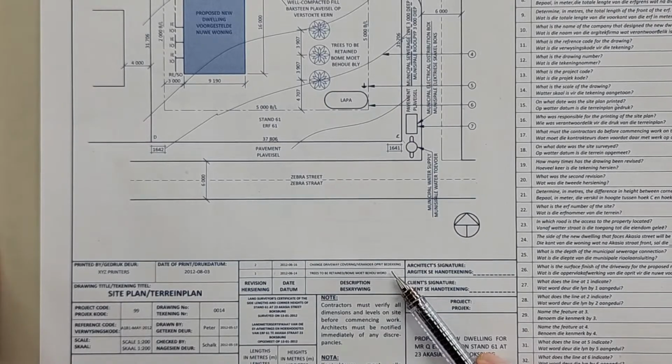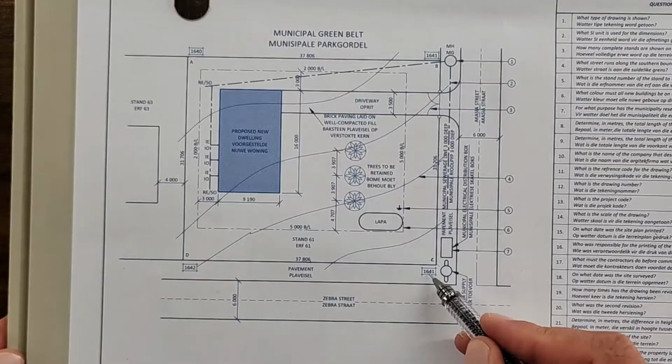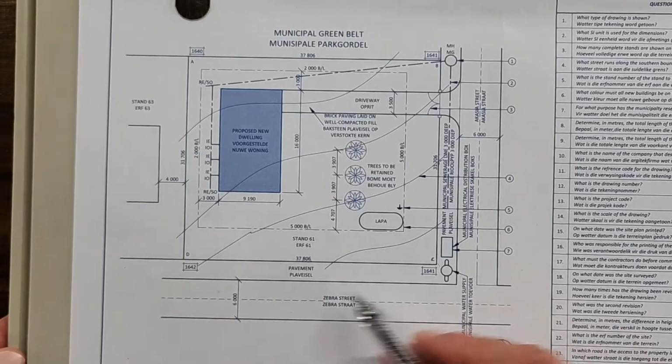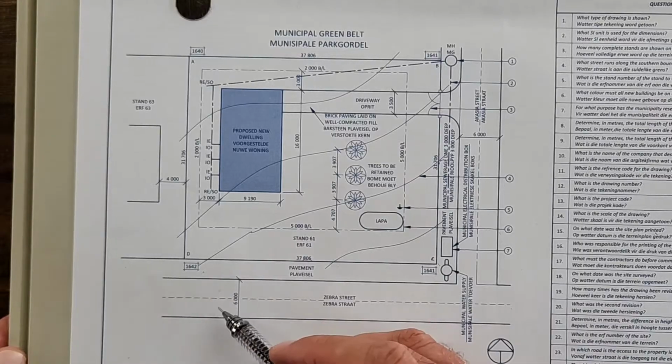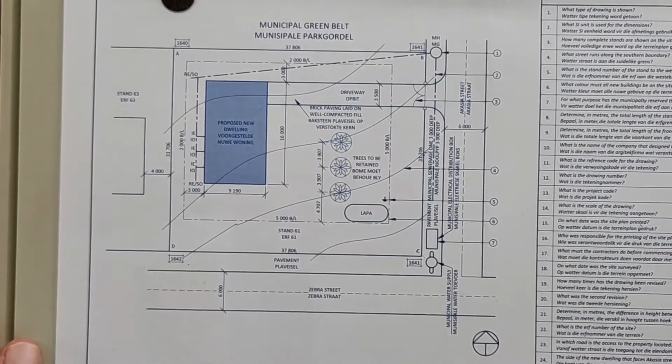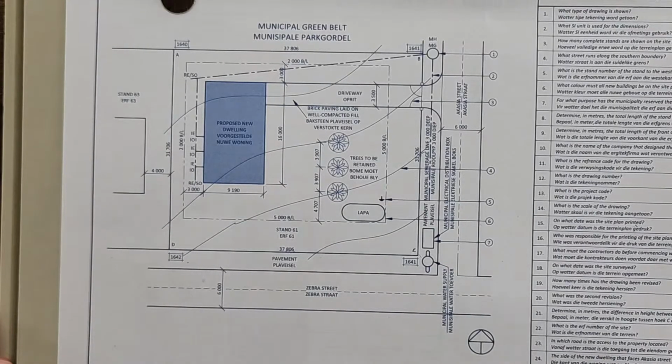Determine in meters the difference in height between corner C and corner D. So C is 16.41 in meters. D is 16.42. So what's the difference in meters? 1 meter. What is the erf number of the site? Help me out. Who's got the answer? 61. Thank you so much. We're going to find that, of course, right there.